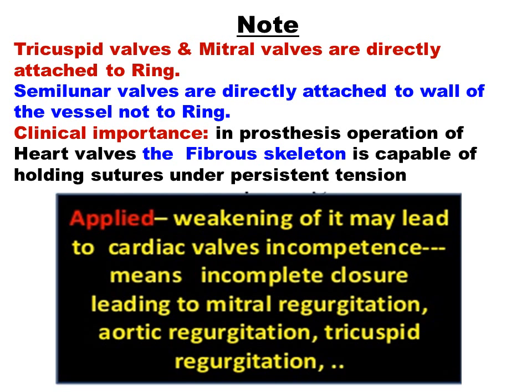So coming to the clinical importance, in the operation of the heart valves, the fibrous skeleton is capable of holding the sutures under persistent tension. Weakness of it may lead to cardiac valve incompetence, means incomplete closure, leading to mitral regurgitation, aortic regurgitation and tricuspid regurgitation.